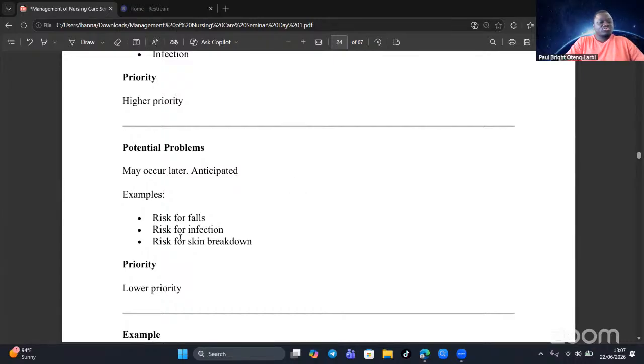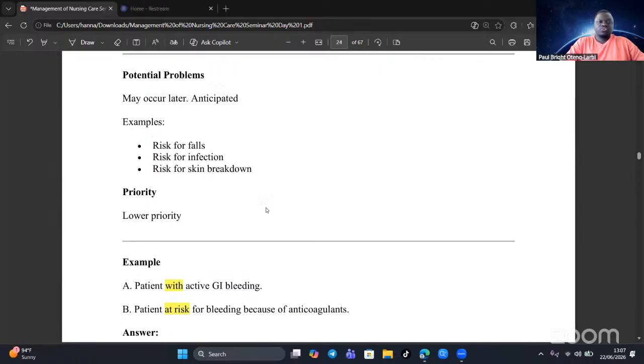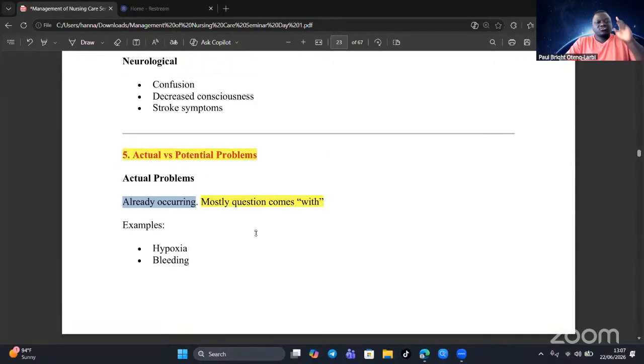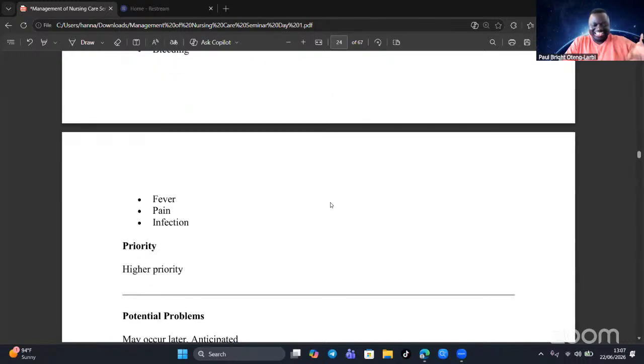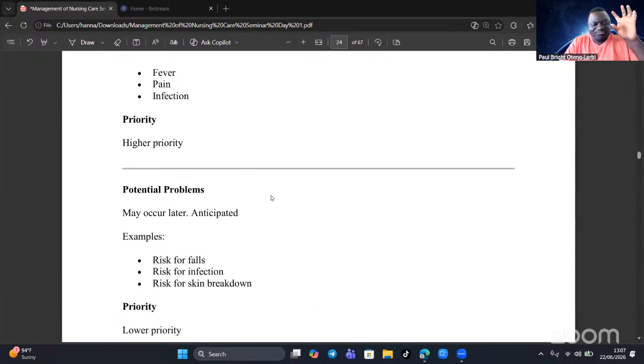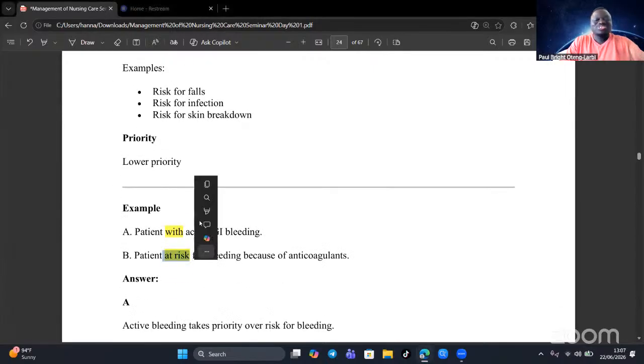So there is a risk of falls, risk of infection, bleeding, whatever. Example, a patient with active GI bleeding and a patient at risk for, okay, I forgot this one. Let me show you. Anytime you see potential problems, for them, they can't lie. They always use this word, at risk for. At risk for. This one, the one I've highlighted. That should tell you they have used English to confuse you. It means the patient is at risk for. It is a potential problem.